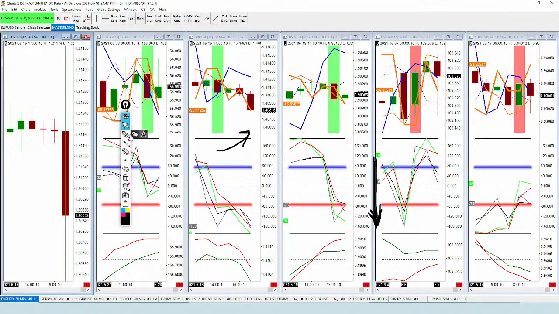GBP USD. Now again, USD is the second listed. So if this goes down, the US dollar strengthened versus the Great Britain pound, right?